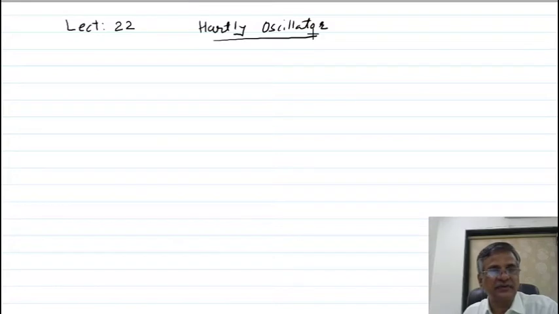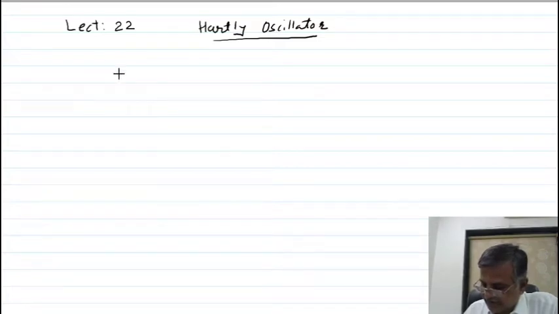In the last two lectures we have discussed RC oscillators. Now today we will discuss the LC oscillator. In LC oscillators, first we will discuss the Hartley oscillator. In this lecture we will see the working of the Hartley oscillator and its analysis. Analysis means the equation of the frequency of the oscillation and the condition to sustain the oscillation.